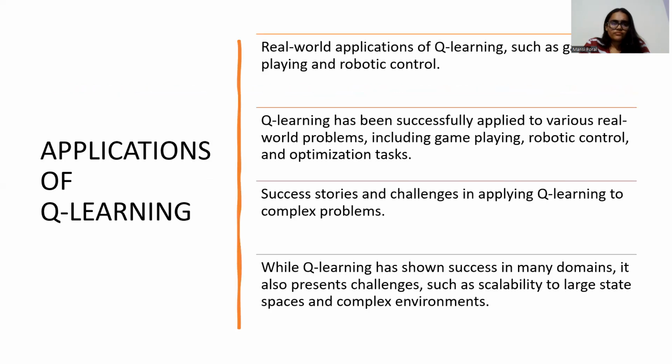So what are some of the applications of Q learning? So Q-learning can be used in real-world applications such as game playing and robotic control. So Q-learning has been successfully applied in various real-world problems, including game playing, robotic control, and optimization tasks. So success stories and challenges in applying Q-learning to a complex problem. While Q-learning has shown success in many domains, it also presents challenges such as scalability to large state space and complex environment.